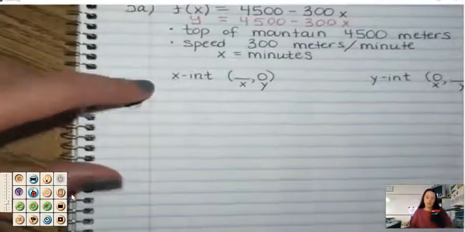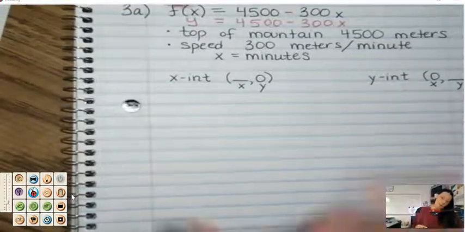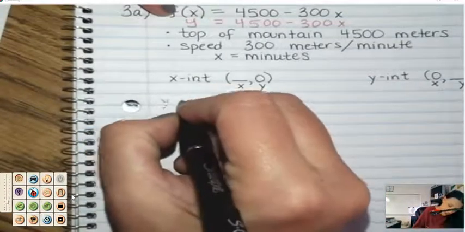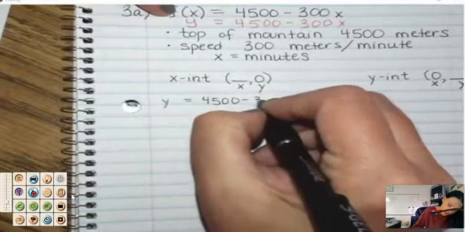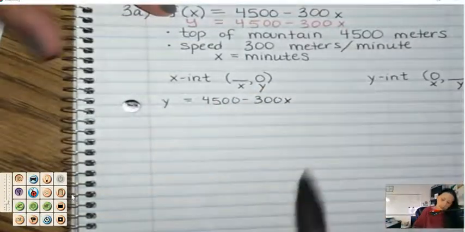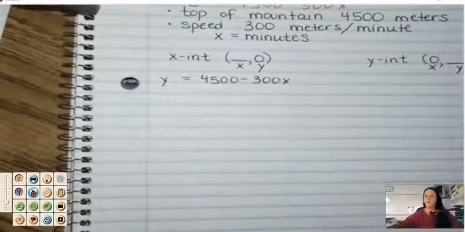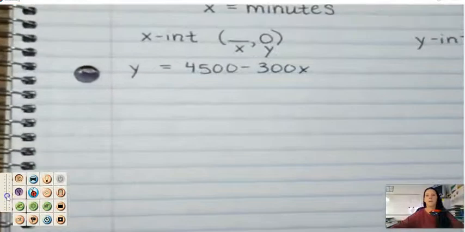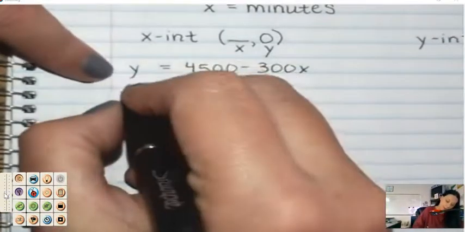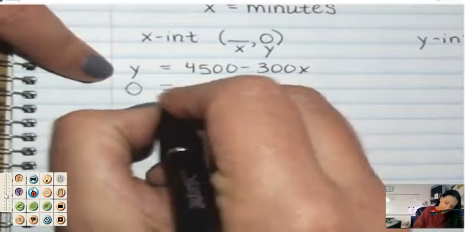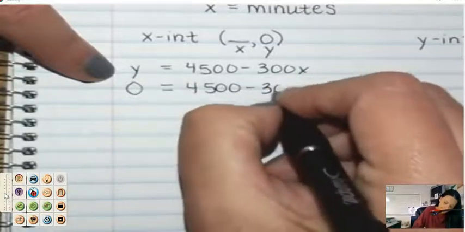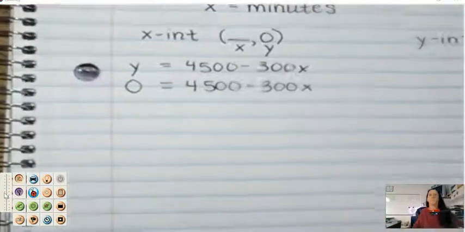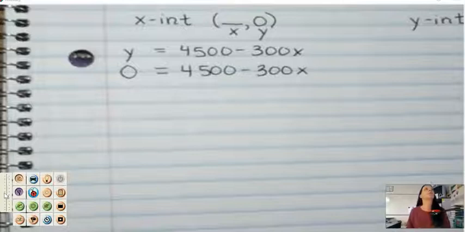Okay, so to do the x-intercept, the equation again is y equals 4,500 minus 300x. I'm going to substitute in 0 for the y. So instead of y, I'm going to put a 0 equals, and then bring everything down. And now we're just solving the equation for x.